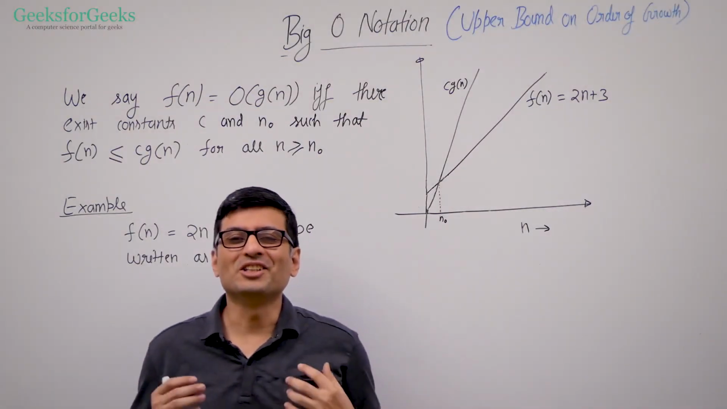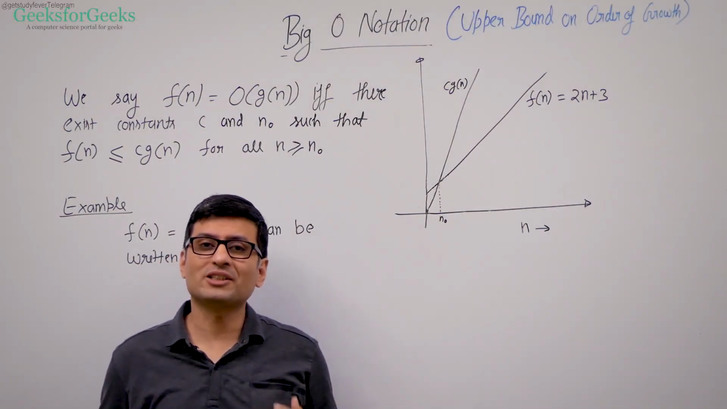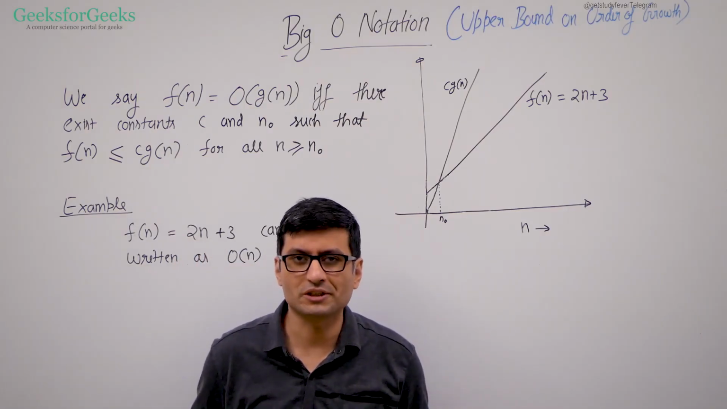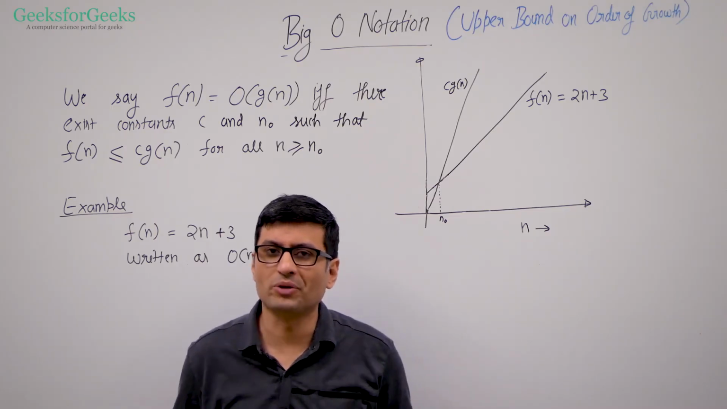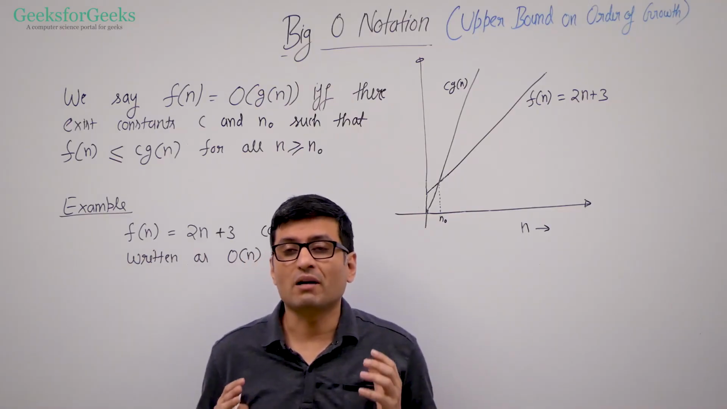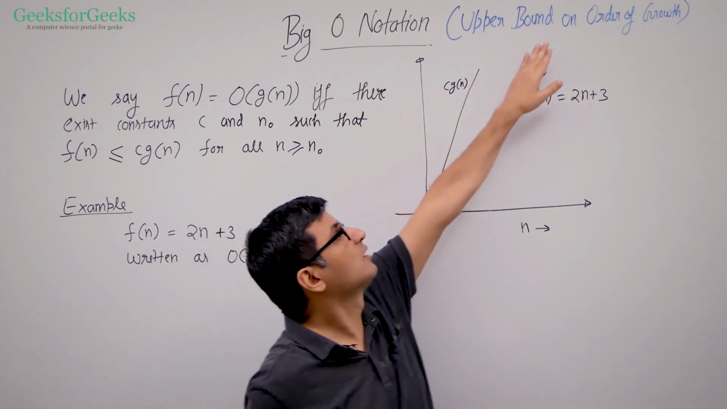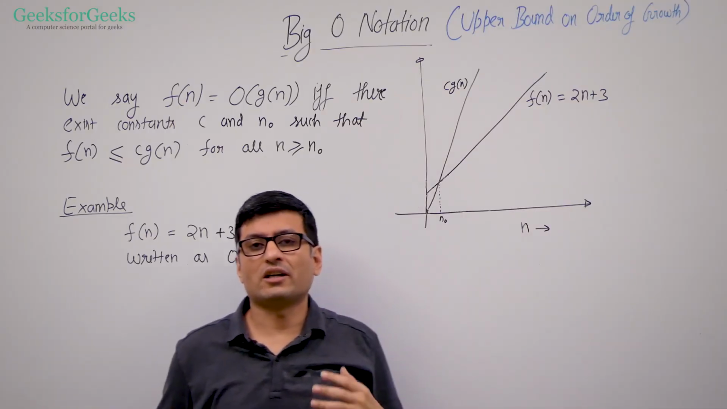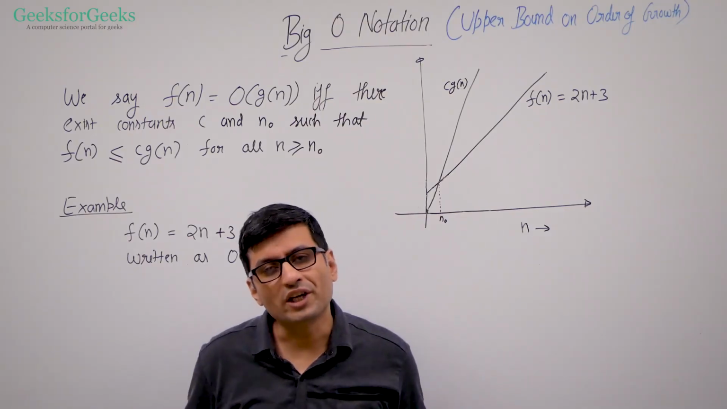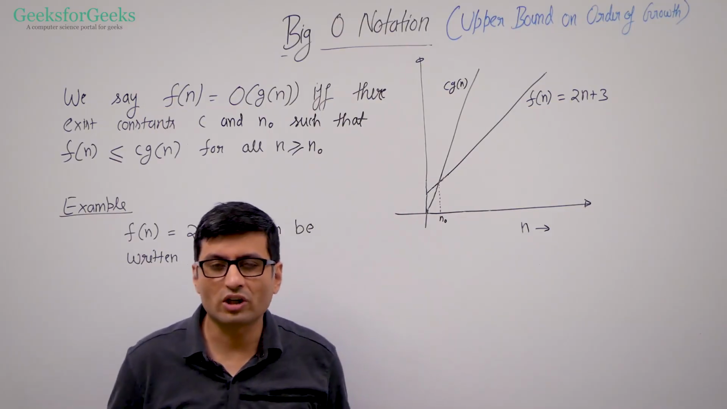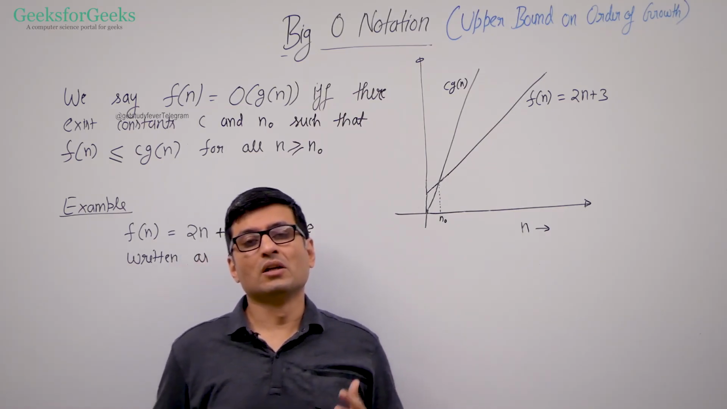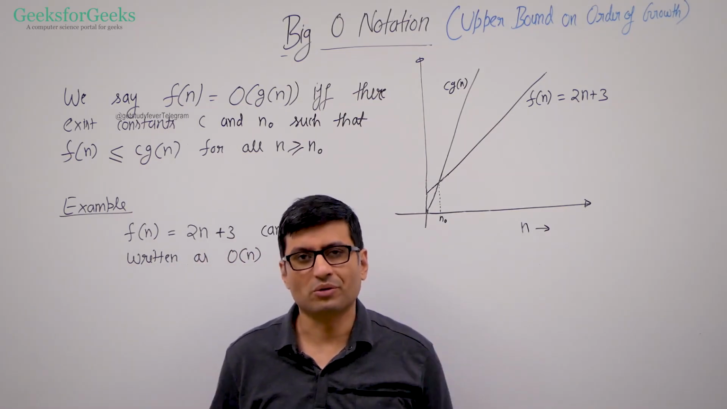Hi, in this video we are going to talk about the first mathematical tool to represent order of growth of a function, and this tool is called Big O notation. Big O notation represents an upper bound on order of growth, and there exists a direct way to find the Big O notation of any function. The direct way is: ignore the lower order terms, ignore the constants of the leading term. Whatever you get is your Big O notation.